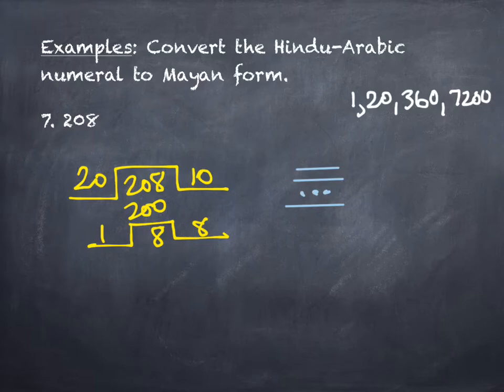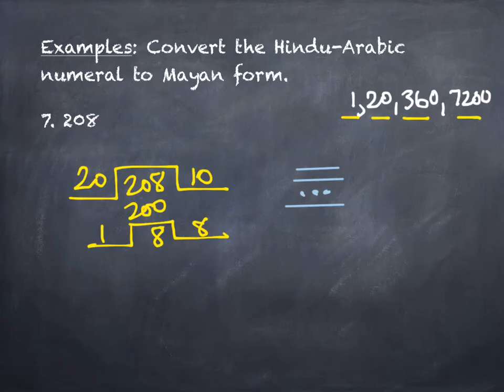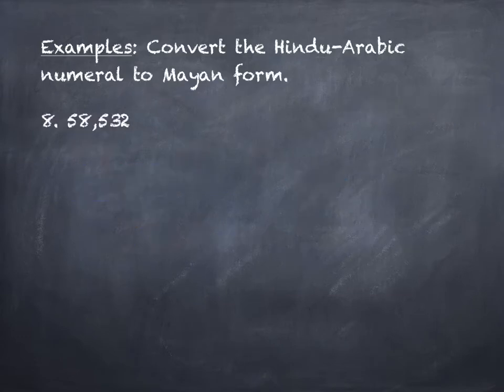My pen broke. All right, they were based on the numbers 1, 20, 360, 7,200, the next one was 144,000, and so forth. So this is the one we're on. We're looking at the number 58,532, and what we want to do is divide it by something that's as large as possible, but not larger than this number, of the place values we just listed. So we can divide this one by 7,200. We're going to put our 7,200 on the outside.